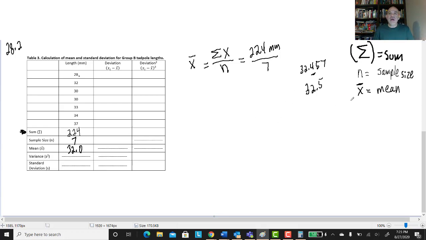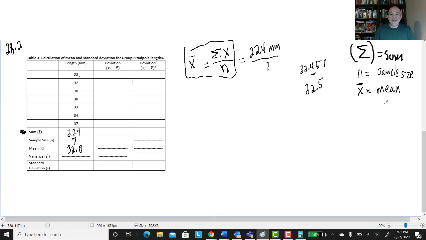Okay, so now that we've done our mean, and this is an equation to remember, right here. The next thing you're going to do is calculate something called a deviation. And I have the formula up there and the name of it.